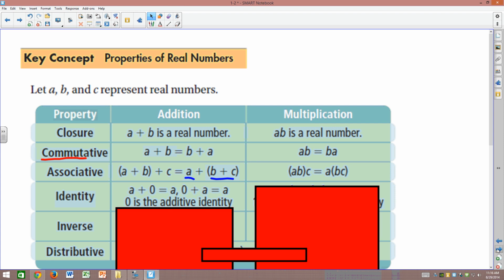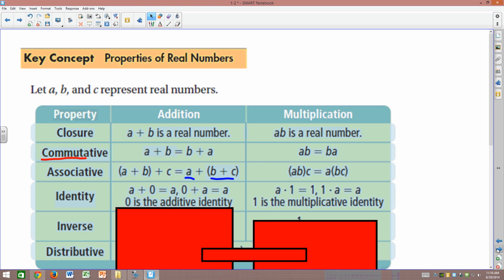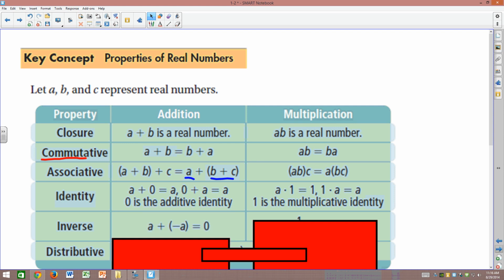Right. But that's not true for multiplication. If we multiply by 0, that definitely changes the number. Yeah, it changes it to 0. So instead, if you multiply by 1, so 1 is a multiplicative identity. That's a cool word. Multiplicative. Yeah, that's cool. All right, inverse.